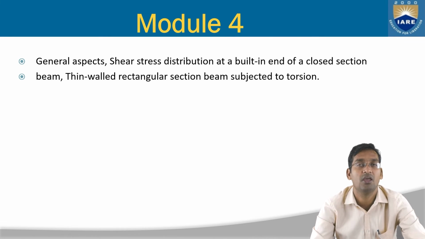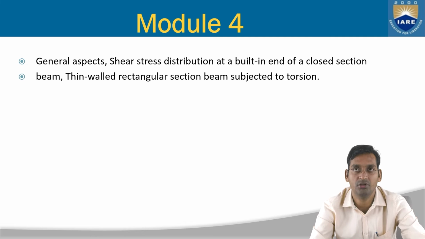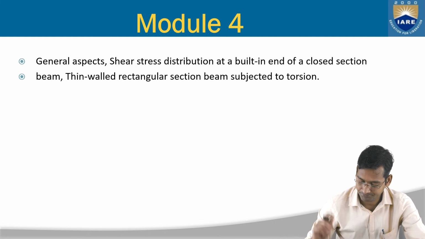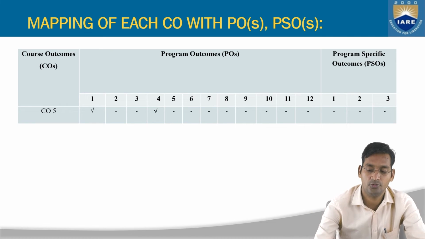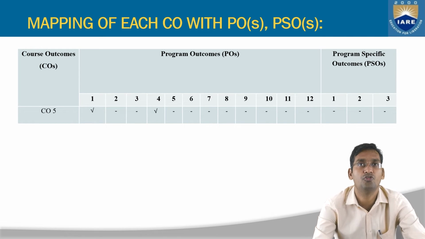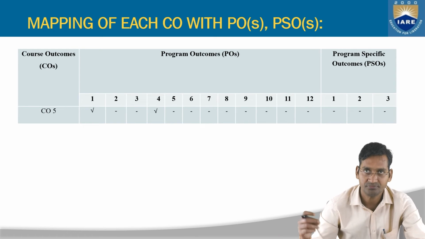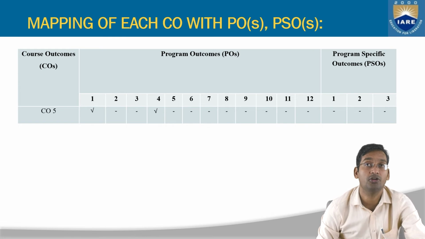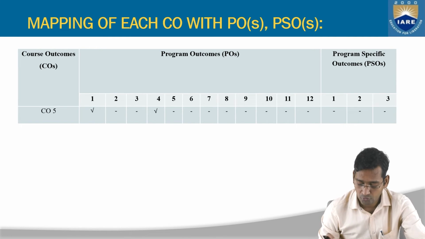Next, we will see about the thin walled rectangular section. So if a rectangular section is there and it is thin walled, then how torsion will affect it, or because of the torsion, how the shear stress distribution will be. So the mapping is CO5, and that CO5 comes under PO1 and PO4.